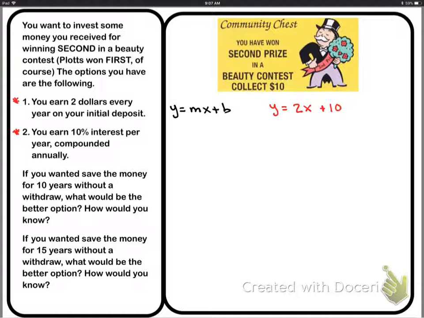And now looking for the interest one, right? We're given a rate here. We have a rate of 10% annually. I'm going to change this to a decimal, 0.10. Right? And we're looking for the annual rate.